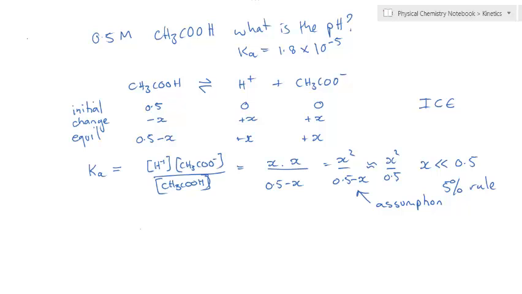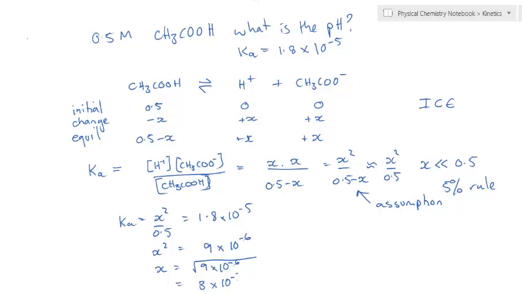So we want to find out what X is. So we have Ka equaling X squared on 0.5, and Ka we know is 1.8 times 10 to the minus 5. So I'm going to multiply that out. X squared is equal to 0.5 times 1.8, so that's half of, say, 18, which is 9 times 10 to the minus 6. So that means X is the square root of 9 times 10 to the minus 6. So the square root of 9 is 3, and the square root of 10 to the minus 6 is 10 to the minus 3.